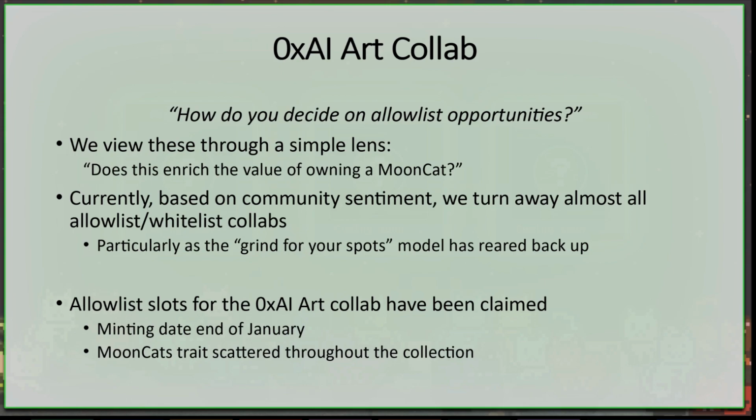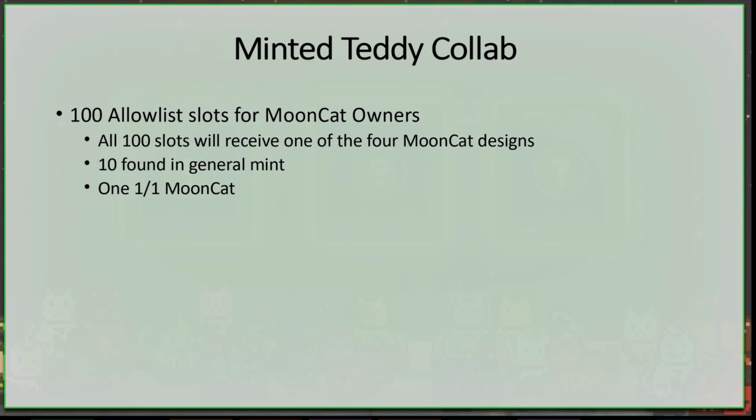They do have a minting date coming up next week, I believe. The MoonCats trait is actually scattered all throughout the collection, so allow list people aren't guaranteed to get it, which means if you are interested in the public mint or in the secondary market, you still might be able to snag a MoonCats trait. On the other side of the coin is the Minty Teddy collaboration. We will be closing allow lists for Minty Teddy in about 11 hours from now.